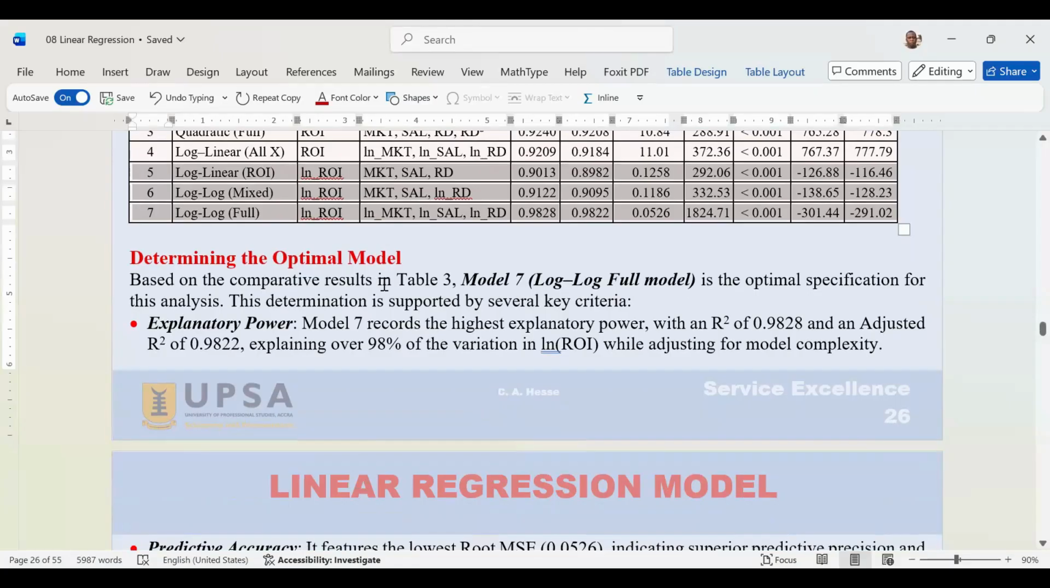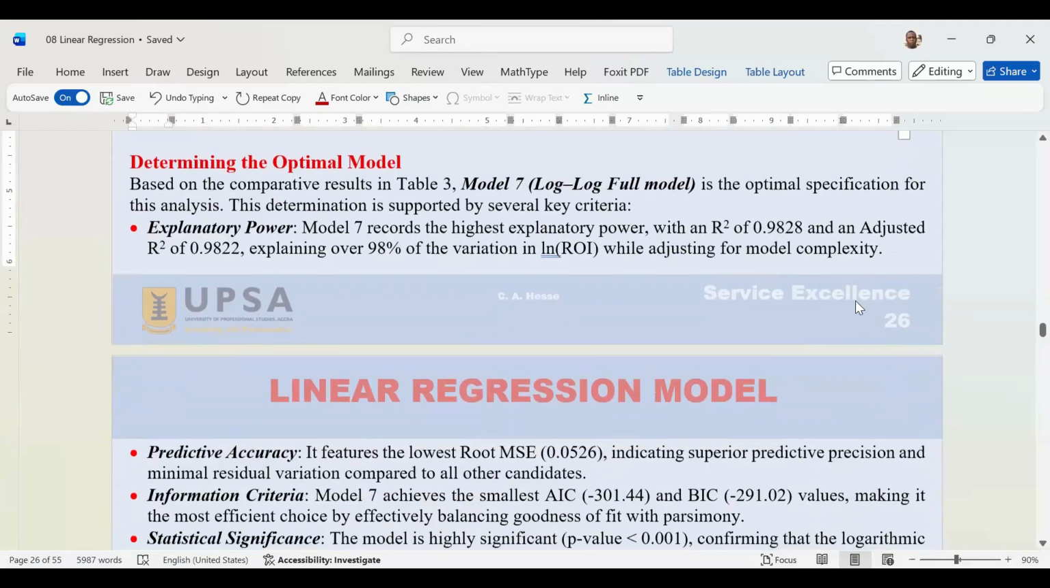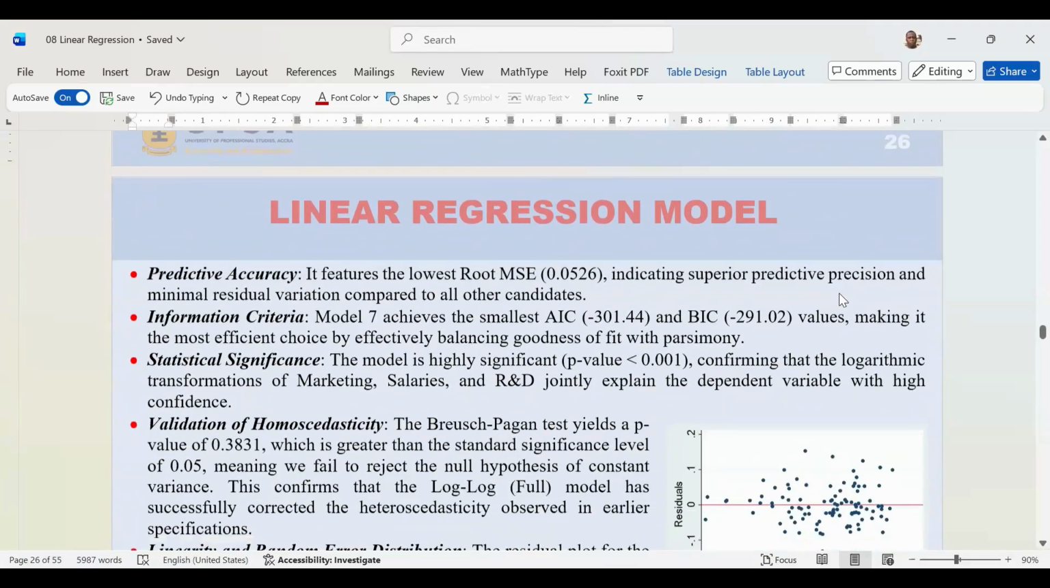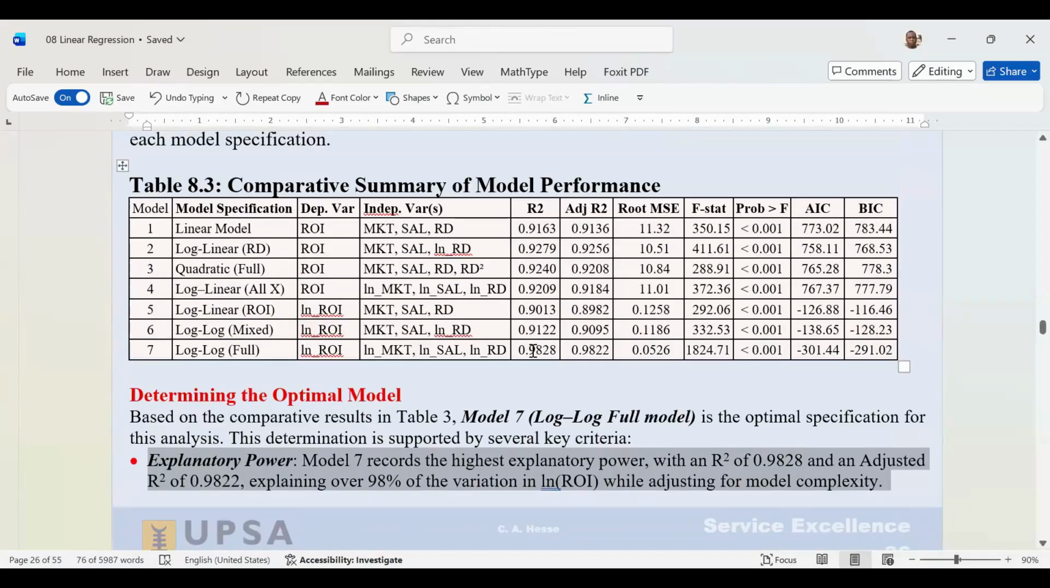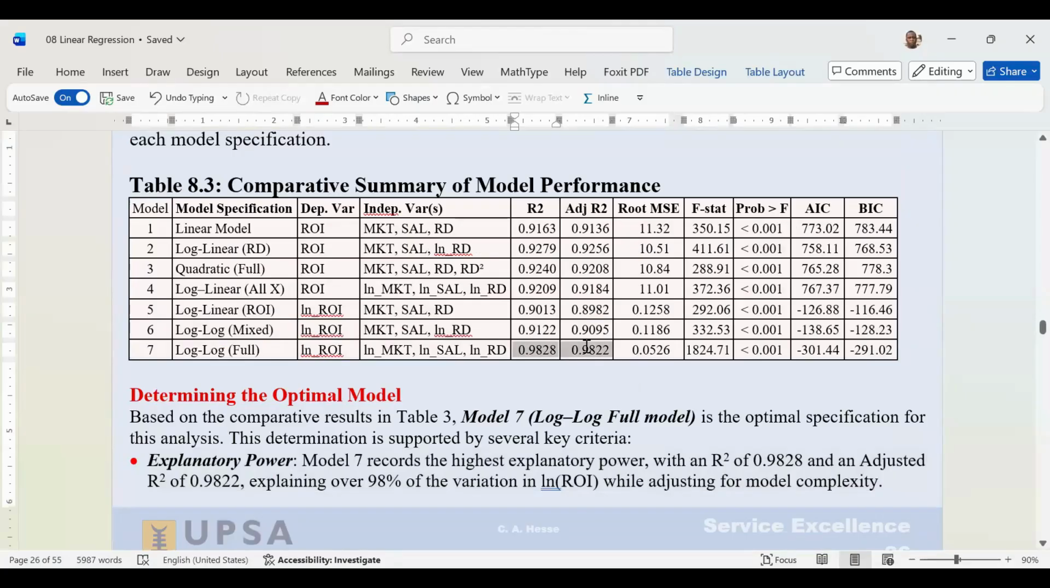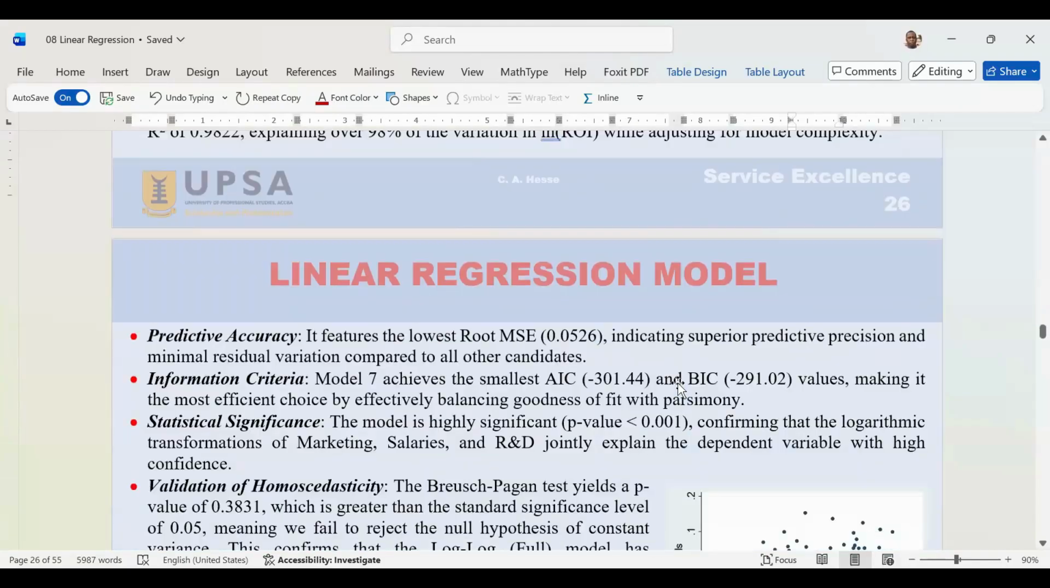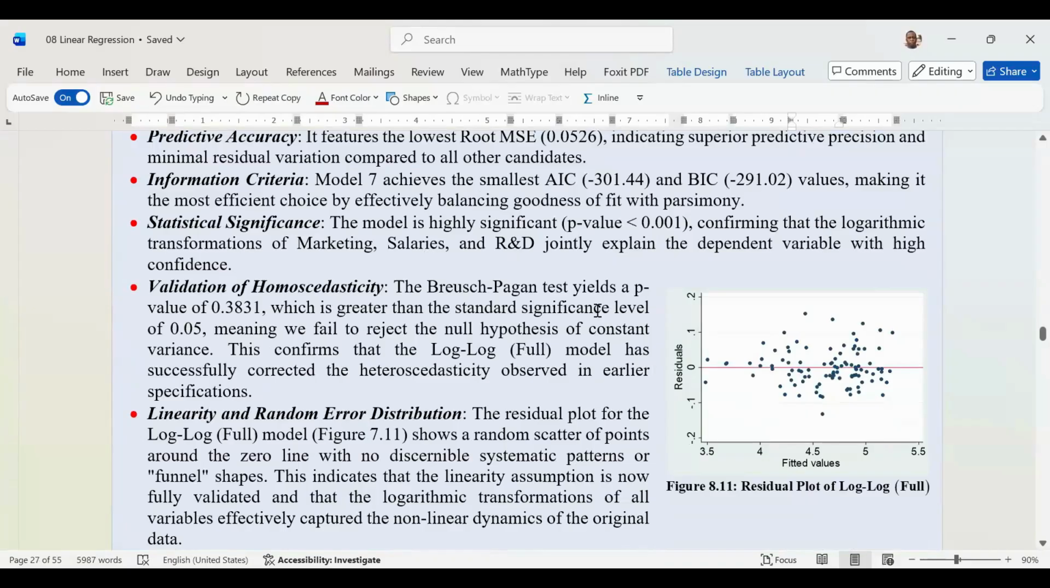So based on the comparative result in table 3, model 7, that's the log full model, is the optimal. The reason is what I'm giving here. It has the highest R squared. Though all the R squared are good, the log full model gave us the highest R squared, the lowest root mean squared error, the p-value is good for all of them, and the lowest AIC, BIC. So that one is the optimal.